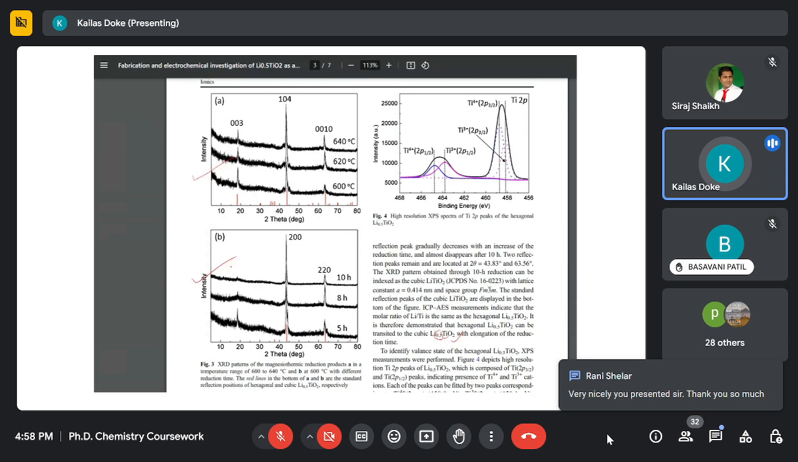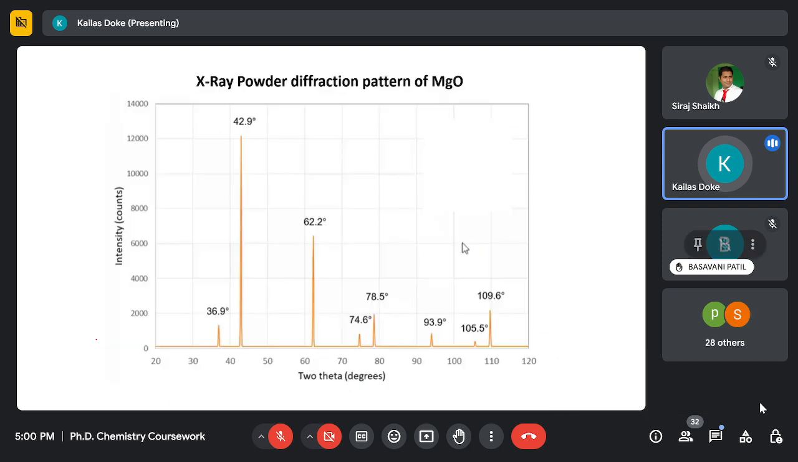These are the powder diffraction patterns of two different systems. One is alpha polonium and one is magnesium oxide, and both are cubic. 2 theta values I have mentioned for each peak. You have to find out as an assignment. You are supposed to submit this assignment to Siraj sir. You have to find out what type of cubic lattice for alpha polonium and what type of cubic lattice for magnesium oxide, and what are the lattice constant a values for magnesium oxide and for alpha polonium.